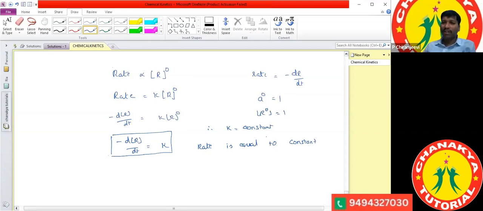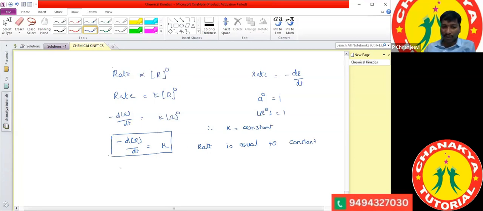You may ask how it becomes rate is equal to constant. Here, as per the formula, minus dR by dt is equal to k. Minus dR by dt represents the rate. Rate is equal to rate constant in a zero order reaction.